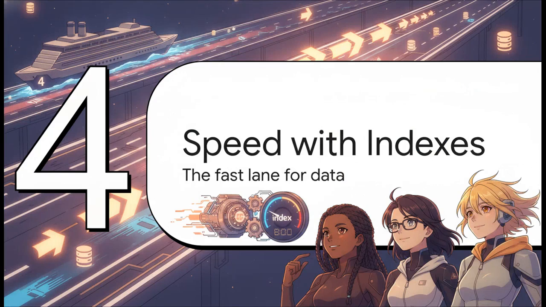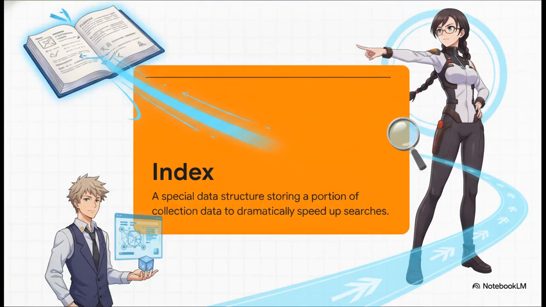Moving on to Section 4, optimizing speed with indexes. The fast lane for data. So if you have millions of documents, all these queries and pipelines we just learned could theoretically take forever to run. How exactly does the database manage to search thousands of documents without slowing down? Well, the answer is an index.